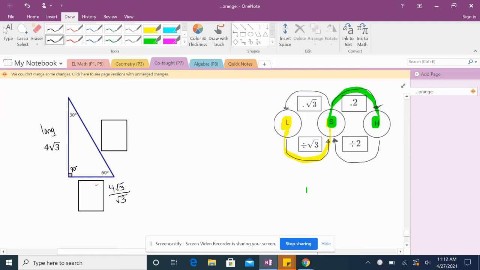If both of these have square root 3, I can cancel these and have 4 as the short leg.